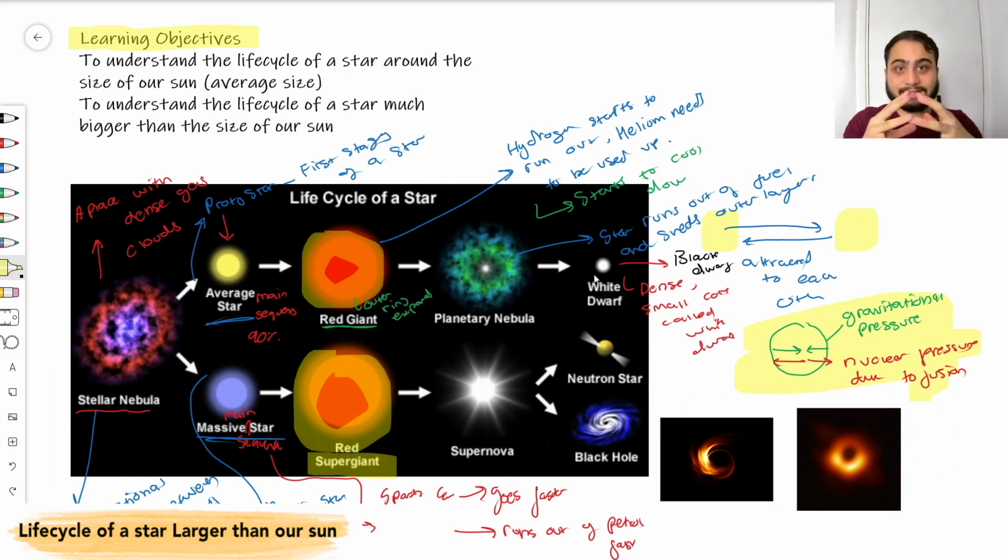It compresses, it collapses the star into itself. The outer layers bounce off the inner layers, and you get a huge explosion called a supernova. So I'm sure you can tell by the image, that is an explosion. I'm going to write it here. This is an explosion, and it's called a supernova.